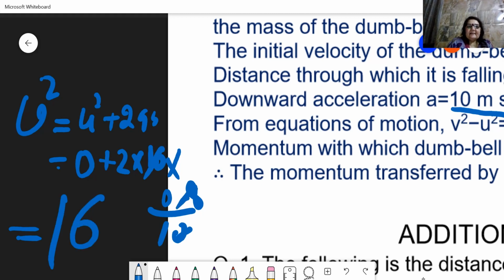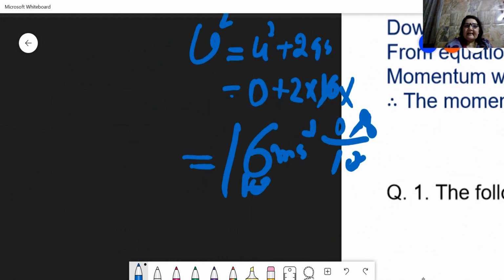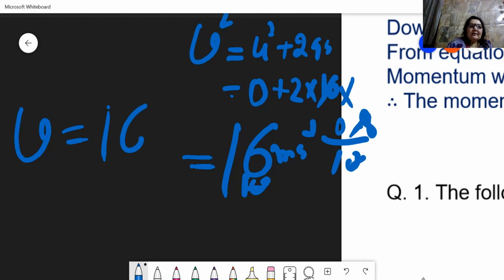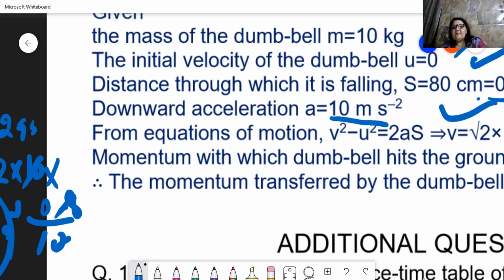What is the answer? 16 meter per second. That is again V squared. If it is V squared and you have to just write V, then you have to take the square root of it. So the unit is meter squared per second squared, but when you take the square root of it, you will get 4 meter per second. So that's your question, when we got V here.